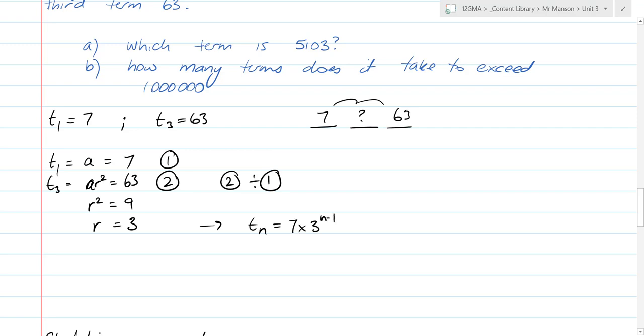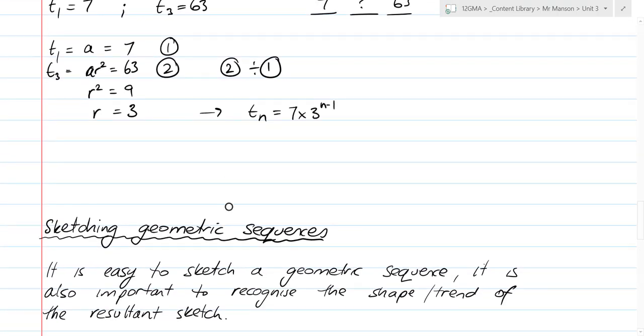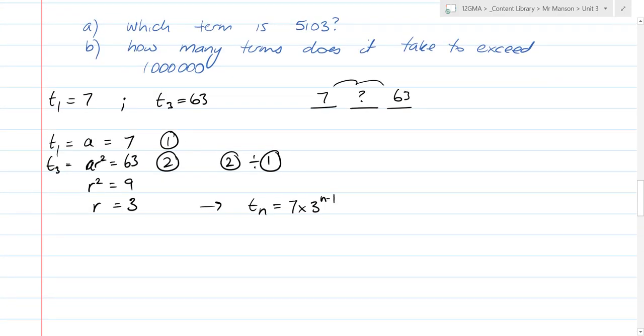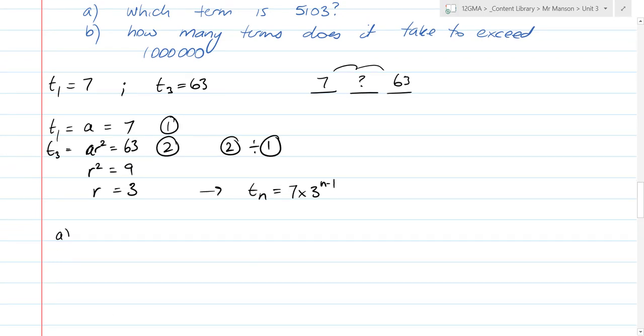Just quickly create some more space here. Now that we've got that, it says which term is 5,103. So to do this calculation, I'm going to put in 5,103 as my term and try and determine what the n value is. So I get 7 times 3 to the power of n minus 1. 5,103 divided by 7 is equal to 729. So I get 729 equals 3 to the power of n minus 1.